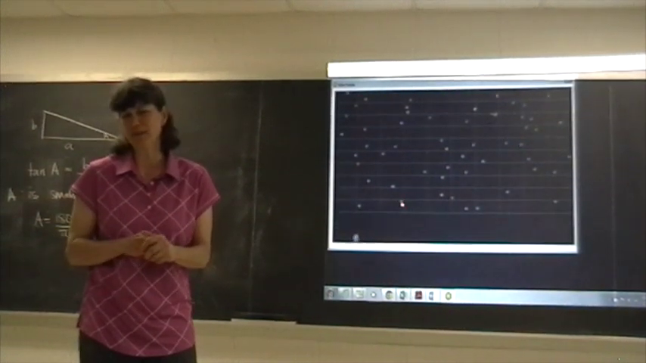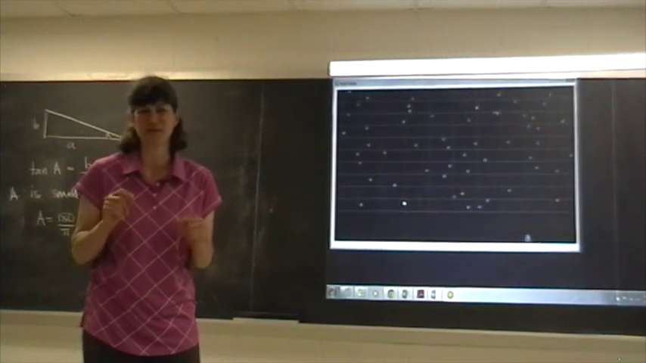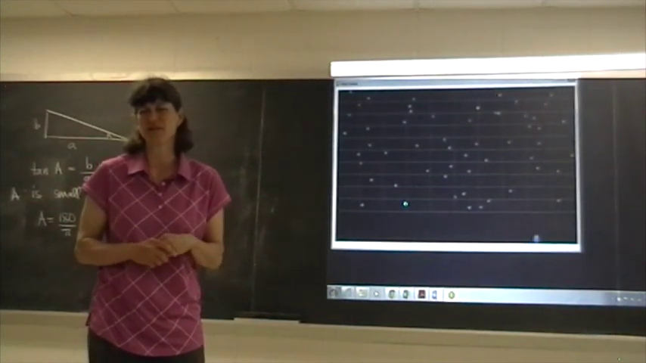Good luck with the lab. My advice is to pay very careful attention to measuring those angles when you're measuring this parallax shift.